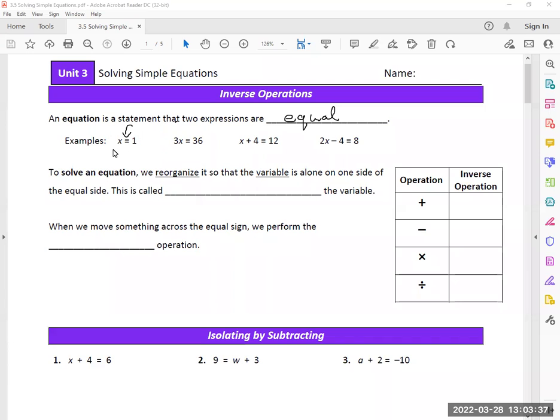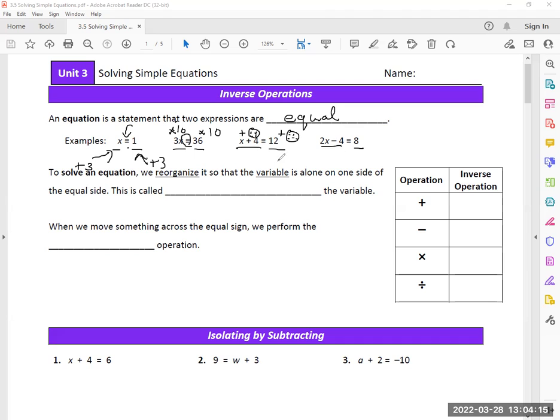Some examples: left side equals right side. And that part's really important because if you decide to add something here, add a 3, then because it's equal, you have to add a 3 there. If you decide to multiply one side by a 10, then because it's equal, the other side has to multiply by a 10. If you give the left side a cookie, then because it's equal, you have to give the right side a cookie. You get the point?